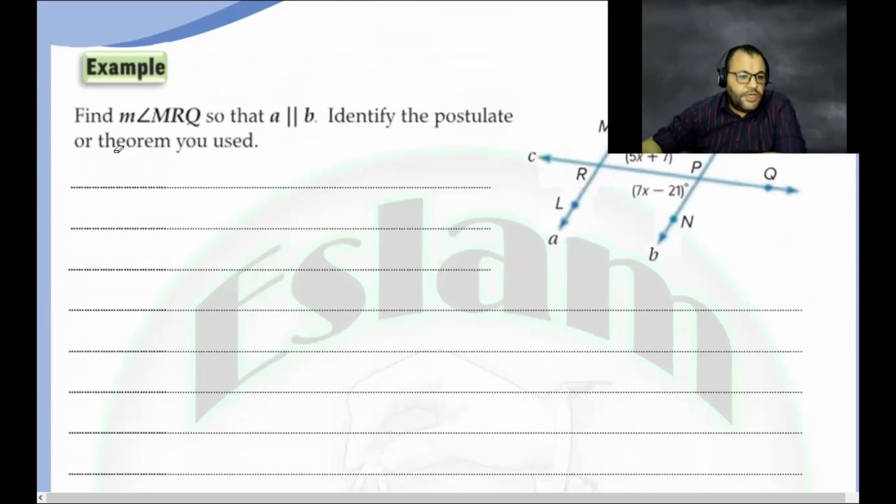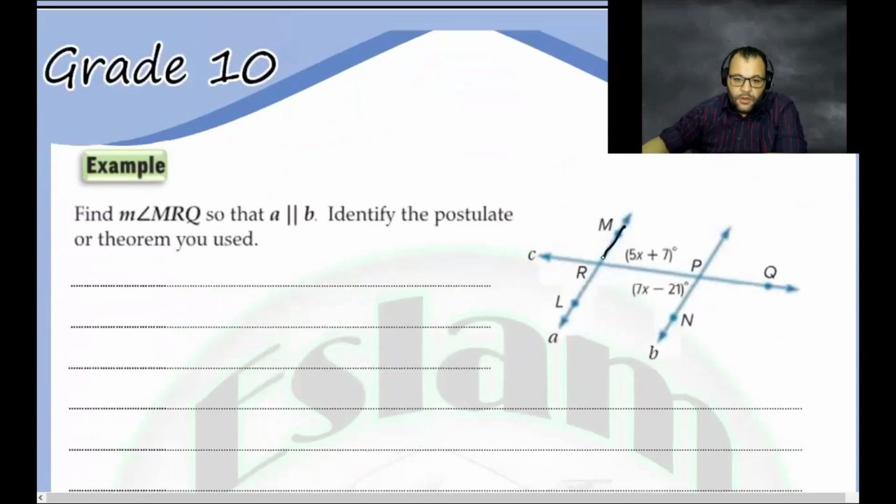For this question, we need to find the measure of angle MRQ, so that the two lines, line A and line B, are parallel. Which value of the angle makes the two lines parallel? How do we know the parallelism? How can we find if the two lines are parallel or not?